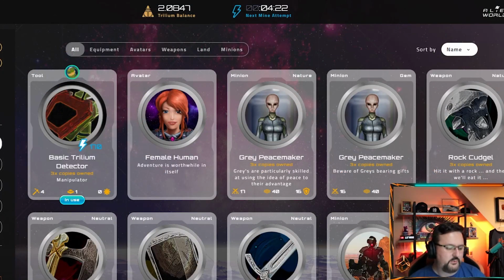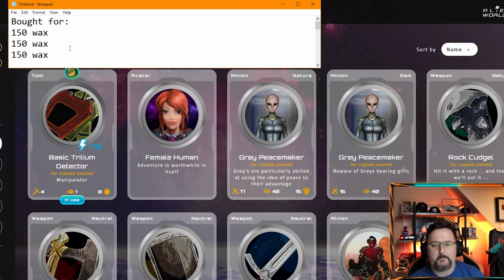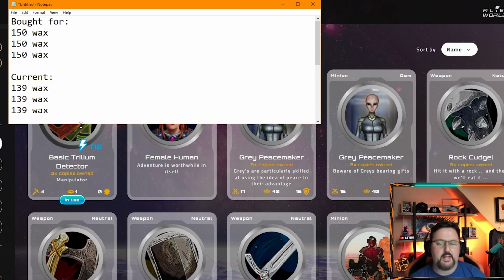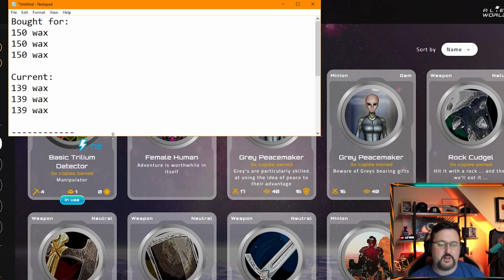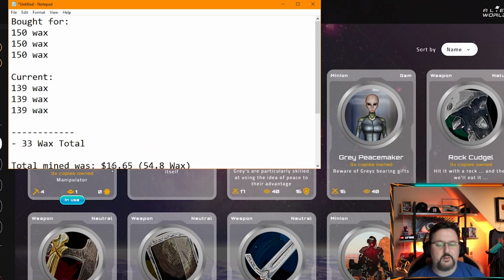So how are we doing here? Let's go ahead and check. We paid 150 for each, so 450 total. The current is 139, so we lost 11 wax on each of them. You can kind of think of it like that. And I do have that figured into my ROI, because I do want to sell these at some point and hopefully get the profit. So we're down 33.